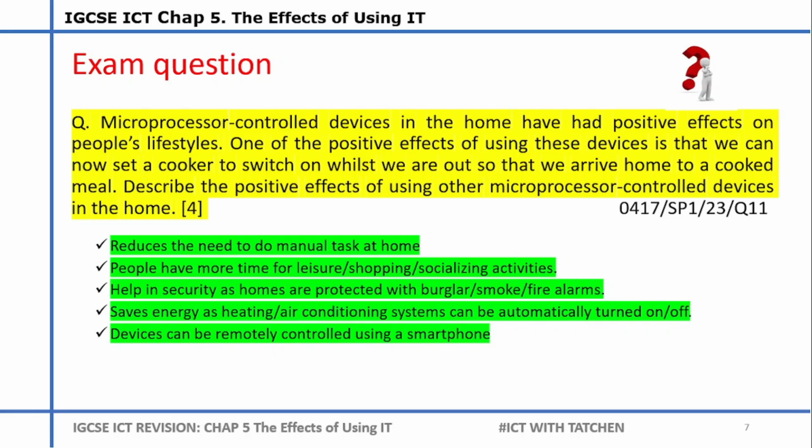And also, like it was mentioned, you can remotely control the devices, like having your food cooked before you even get home. So that's remote control, probably using your smartphone. So this is just a quick recap. Any four of these points should give you all 4 marks, and you're good to go.